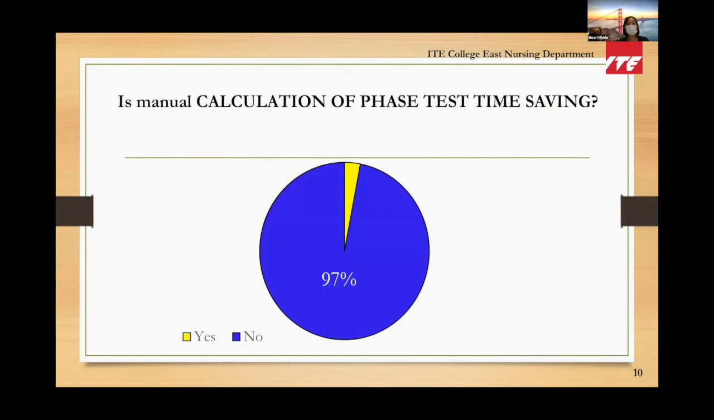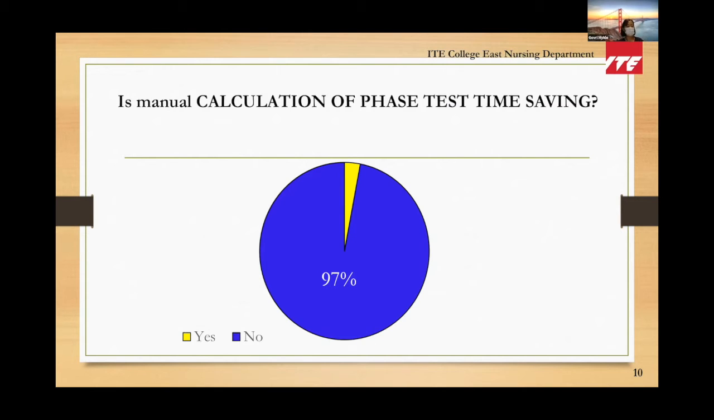So is manual calculation of face test time saving? 97% of the respondents actually mentioned that doing manual calculation is time consuming. So along the way, we are wondering, is there any possible reason except time consuming?